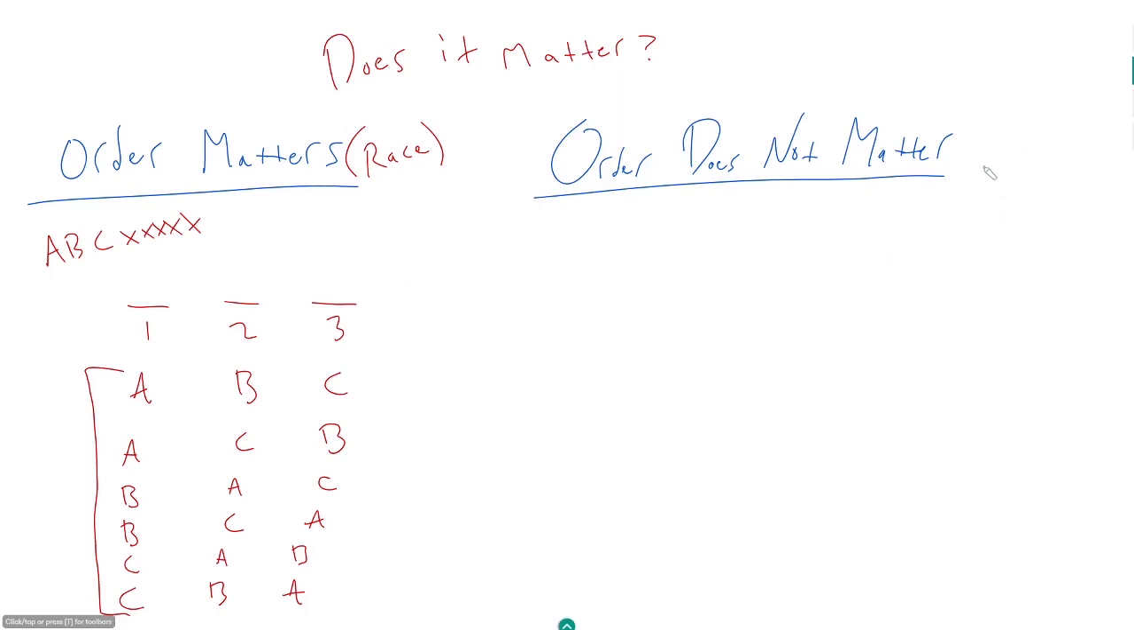Contrast that with an order does not matter scenario. So what would this be? This would be something like you're just picking a team or picking a committee. And this is how I will literally think about a combination question. If it's unclear whether order matters or not, I will think to myself, well, am I running a race or am I picking a team? And so in this scenario, let's say we have the same pool of people, A, B, C, and a bunch of other people. And I'm choosing 3 of them to be on my committee. I want to know how many ways can I pick these 3 people?